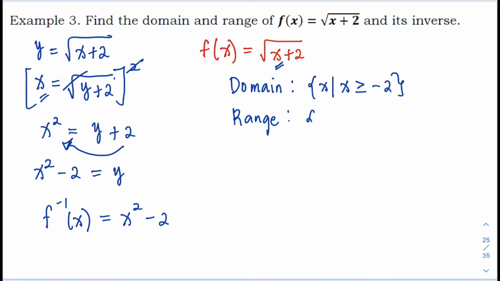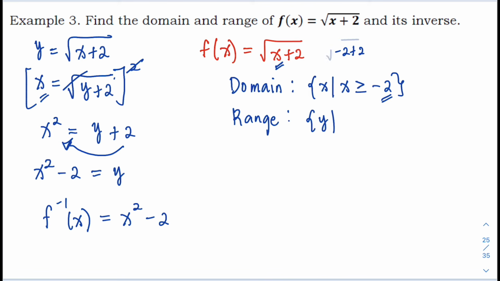Ibig sabihin, kung starting point natin is negative 2, tas in-input natin yan dito guys, di ba? Negative 2 plus 2, that is 0. So, square root ng 0, 0. Okay? Then, pagka kumuha tayo ng negative 1, tataas na yan.